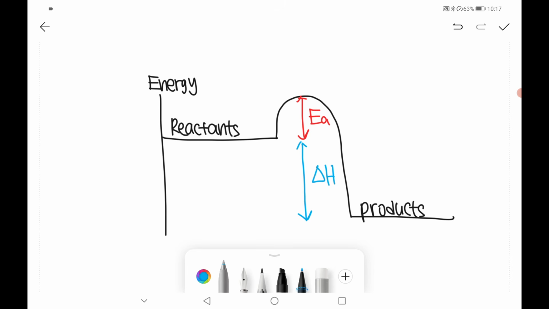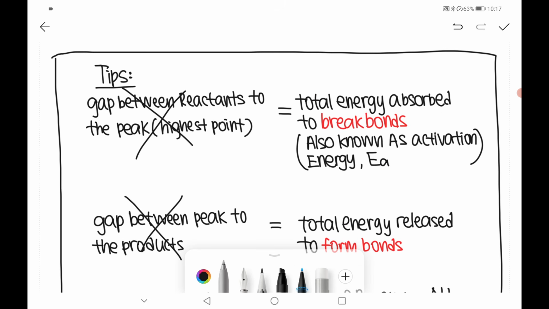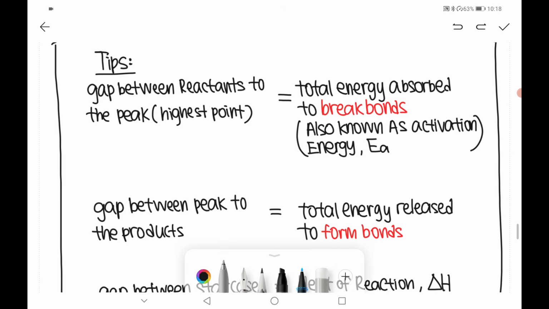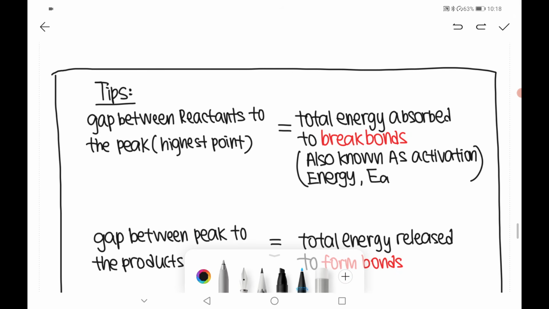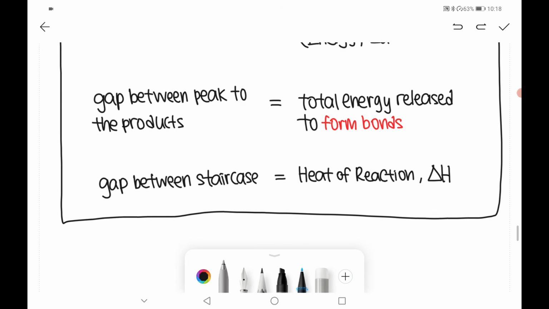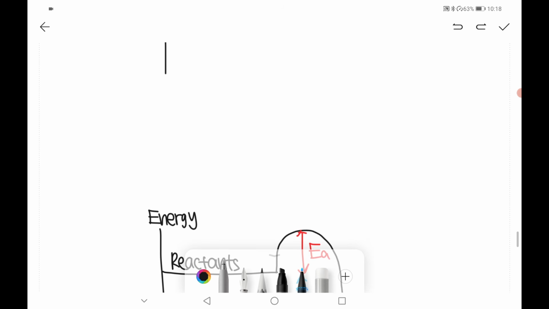These are the two most important labels, the EA and the delta H. If the break bond and form bond is too confusing for you, you don't need to know it. As long as you know where the activation energy is and where the heat of reaction is, that is good enough already. So I repeat one more time.